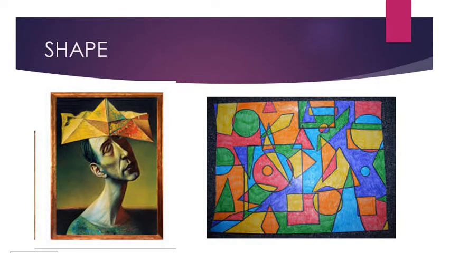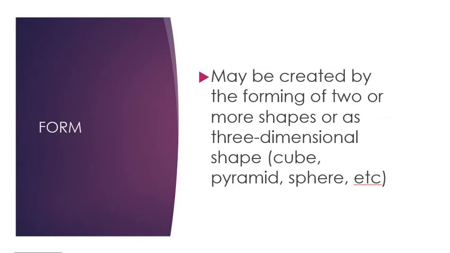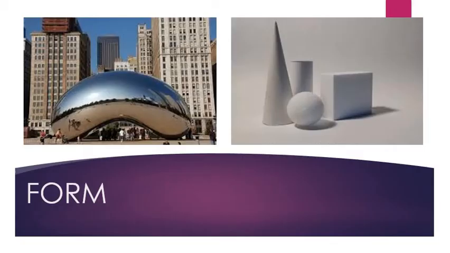Examples of artworks that used shapes. More examples. Next is form. Form may be created by the forming of 2 or more shapes or as a 3-dimensional shape such as cube, pyramid, sphere, and etc. Here are some examples of form.